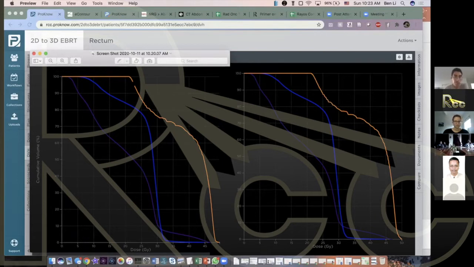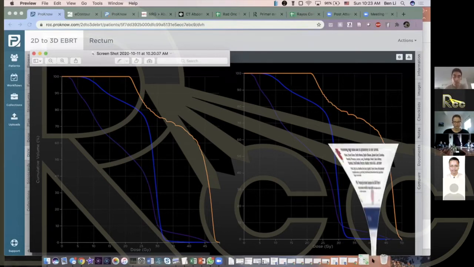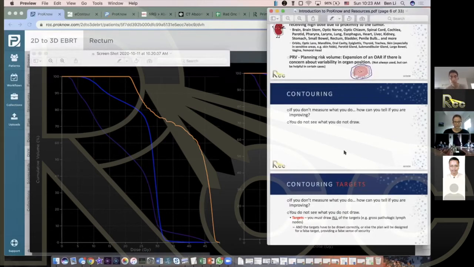And this is just to illustrate the point that if you don't contour exactly how the anatomy is, your DVH may give you a false sense of security. Maybe you set a certain constraint and you thought that you had met it, that you were just one gray below your goal, but now actually you're one gray above your goal. So these subtle differences are important, and I just wanted to show this as an example.